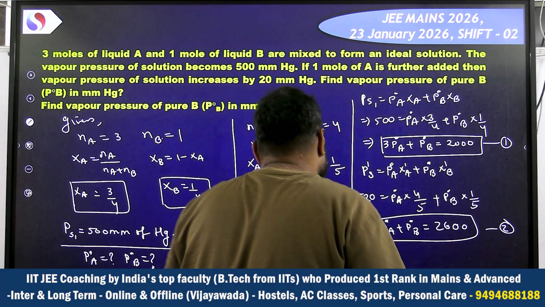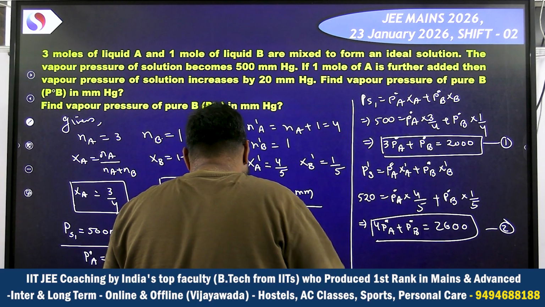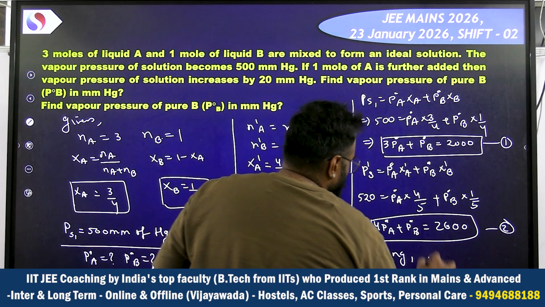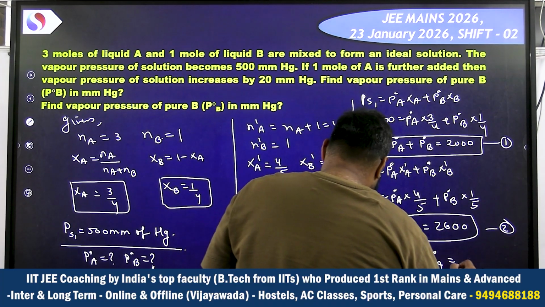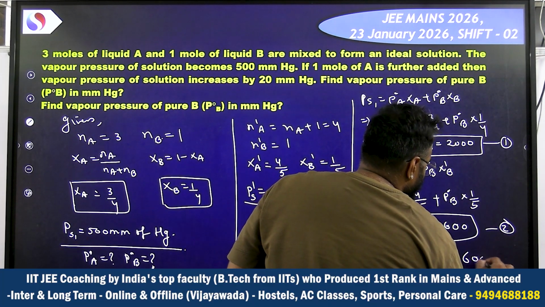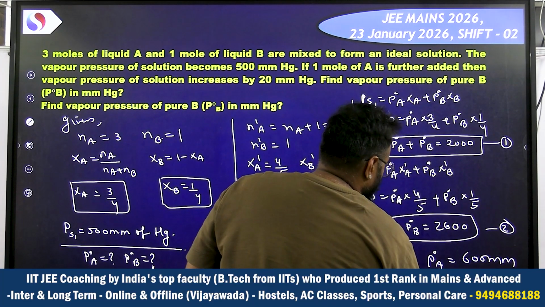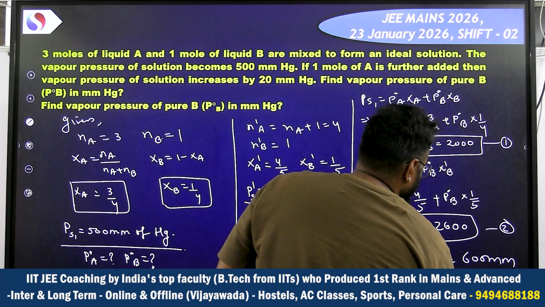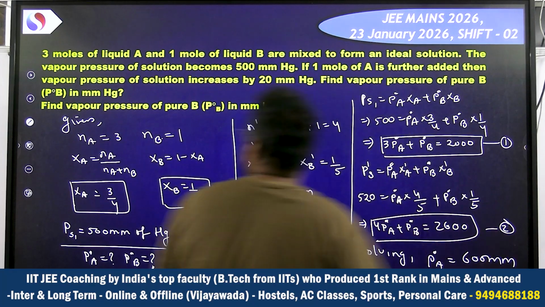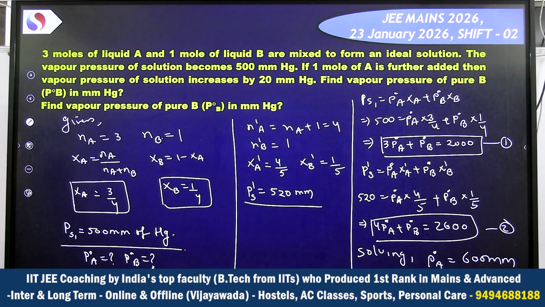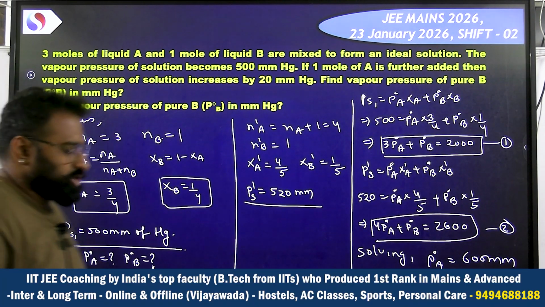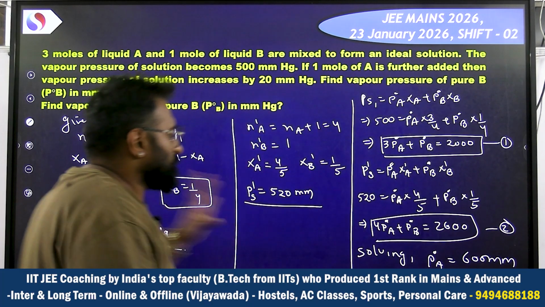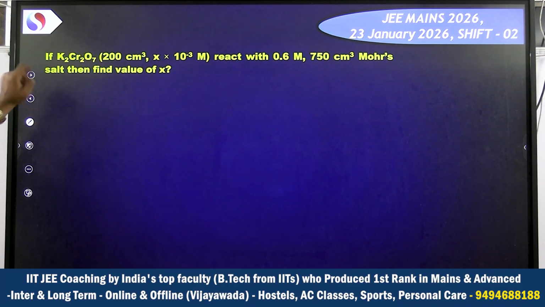Solve both the equations. On solving both the equations, what will you have? I had already solved that. So P0A is 600 mm and P0B is 200 mm. This is a solution question. This is a lengthy question, the calculations are lengthy for this question. Okay, let us go to our next question.